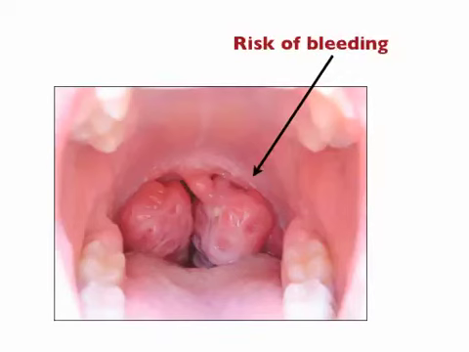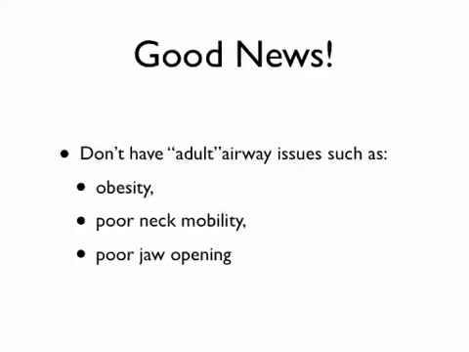Another issue which is more likely to be a challenge in paediatric airways than in adults is that they often have quite large tonsils and adenoids, and there's always the risk that this tissue might start bleeding as you're poking around with the tube and the laryngoscope, so you have to be very careful to avoid that, because once they're bleeding, it's going to be very hard to see what's going on. But there is some good news in that paediatric patients don't have the common problems that can make an adult airway difficult. They don't usually have obesity, poor neck mobility, or poor mouth opening. So usually once you get them in position and we're aware of all these other things I've just talked about, it shouldn't necessarily be too difficult.